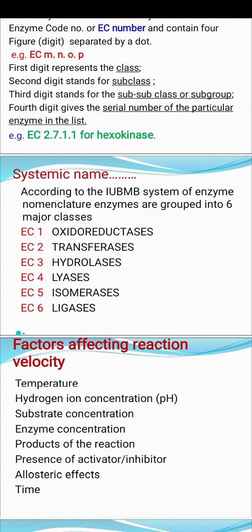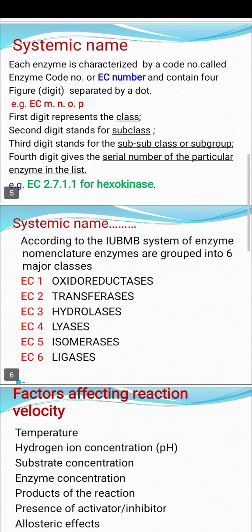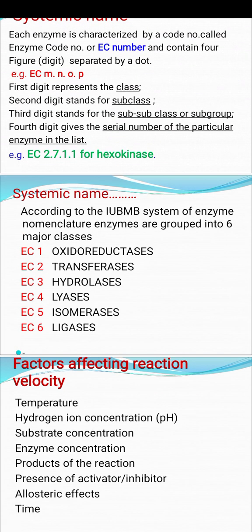Second is the transferase, an enzyme that catalyzes the transfer of a functional group. Third, hydrolases, enzymes that bring about the hydrolysis of various compounds. Fourth is the lyases, enzymes specialized in the addition or removal of water, ammonia, CO2, etc. Fifth, isomerases, enzymes involved in isomerization reactions. And sixth is the ligases, enzymes catalyzing synthetic reactions where two molecules are joined together and ATP is used. Correct. This is the classification.